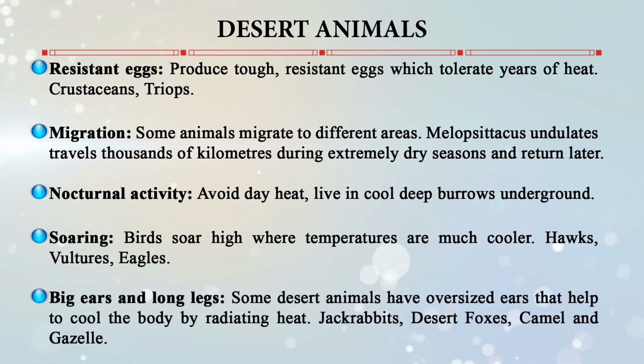Then the big ears and long legs. These are also some adaptations of the desert animals, which is commonly noticed in the camel. They have very big ears and long legs so that they can cool their body by radiating heat. Jackrabbits, the desert foxes, camel, all these are some examples under this fauna.